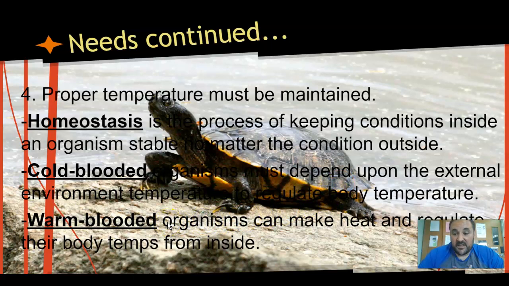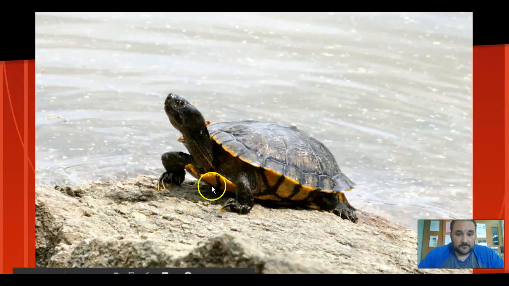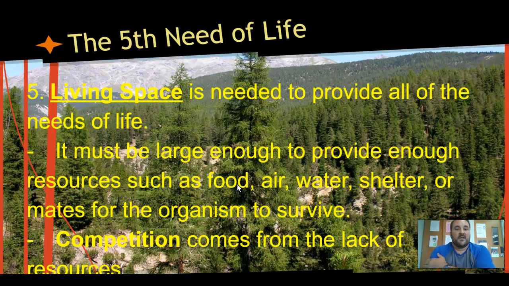Warm-blooded organisms like us, like birds, and like all mammals, can make their own heat. We call those endotherms, meaning heat from within. Here you can see the turtle a little easier, sunning himself, warming everything up so that he can actually get his metabolism going. The fifth need of life is a living space.